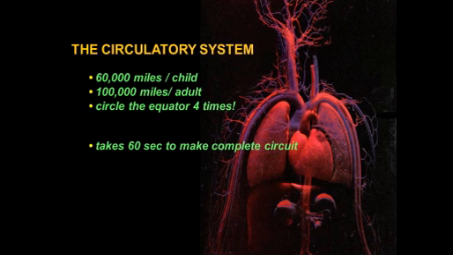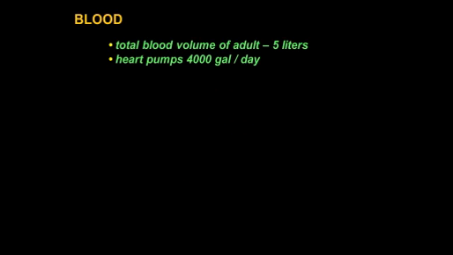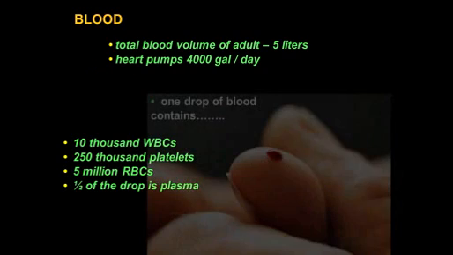However, it only takes about 60 seconds to make a complete circuit of the circulatory system, leaving the ventricle and returning to the atrium. In essence, and very simplistically then, the circulatory system is a series of connecting tubes that allows the blood to flow as a liquid. The total volume of blood in an adult is 5 liters, and the heart pumps a miraculous 4,000 gallons of blood per day.